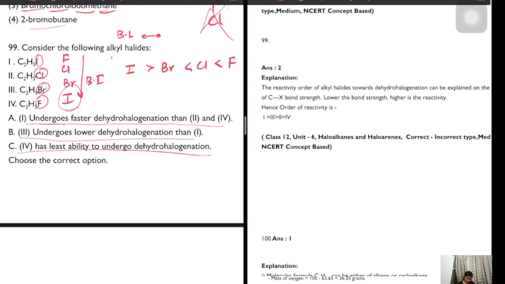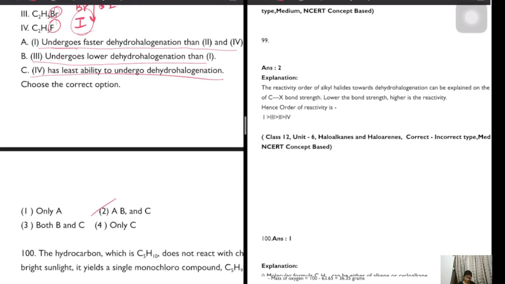Now let's see. 1 undergoes faster dehydrohalogenation than 2 and 4. This statement is absolutely correct. That 1 is undergoing faster than 2 and 4. Now in the next statement we have, 3 undergoes slower dehydrohalogenation than 1, which is also true. Now 4 has the least stability. This is also true. So all the statements are correct. That is option A, B, and C.